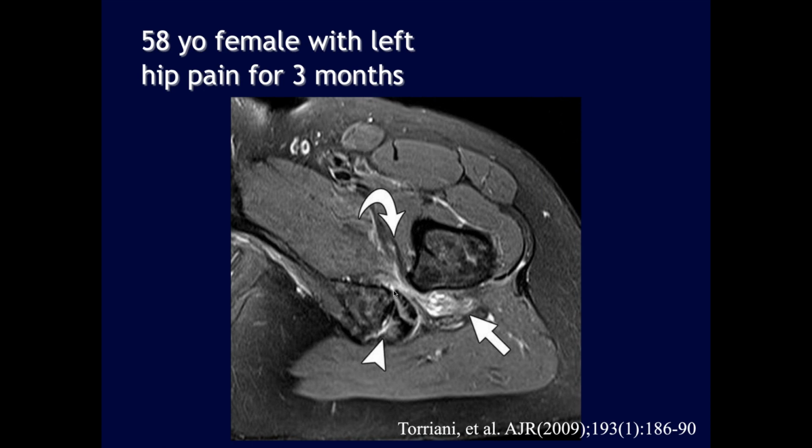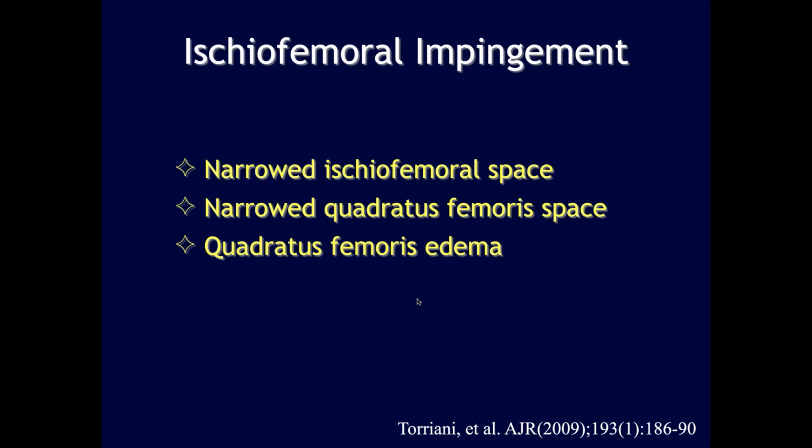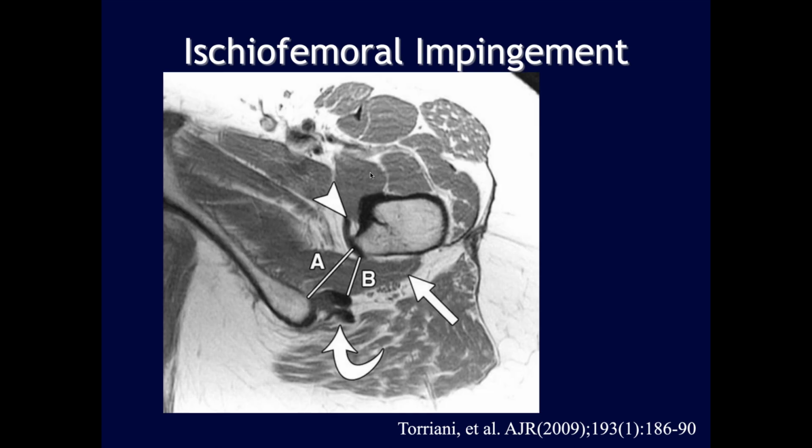Yeah, and here's a typical example of ischiofemoral impingement. This is an article from Torriani et al. in AJR, where you get narrowing, as you're all familiar with, between the femur and the ischium and the hamstring origins there. So there's the ischium, quadratus femoris, and the hamstring attachment. With this, you can get narrowing of the ischiofemoral space, narrowing of the quadratus femoris space, and you get edema of the quadratus femoris. The quadratus femoris space is the distance between the femur and the hamstrings. The ischiofemoral space is the distance between the femur and the ischium in that location.